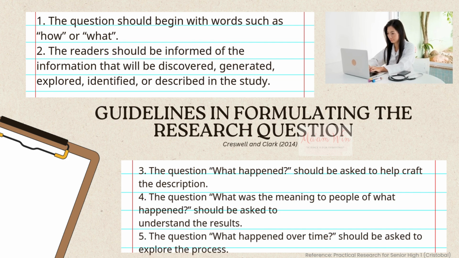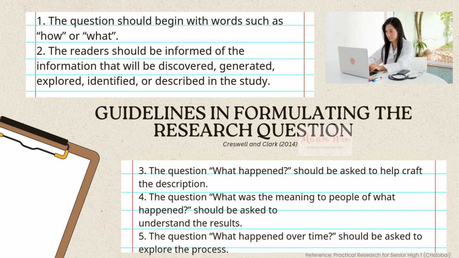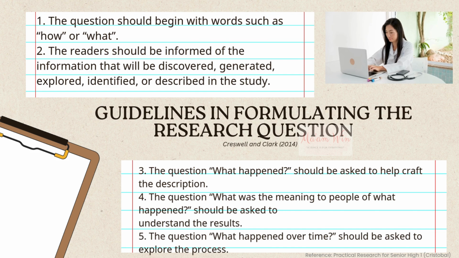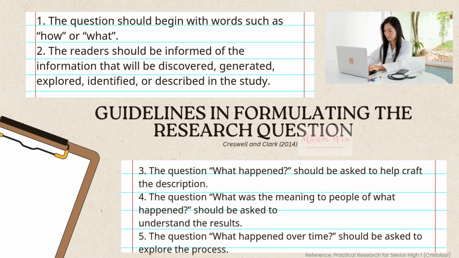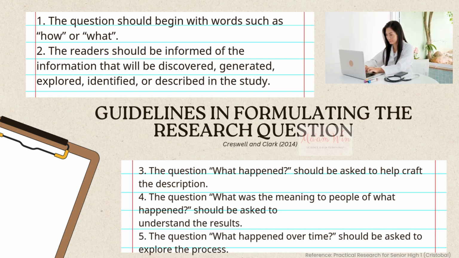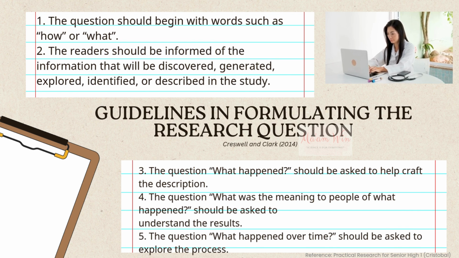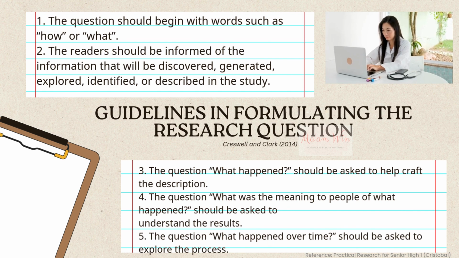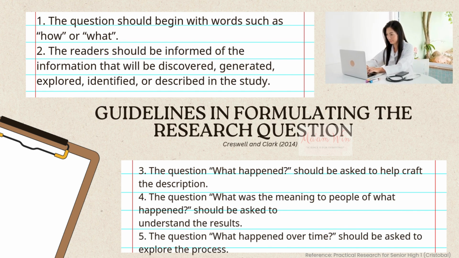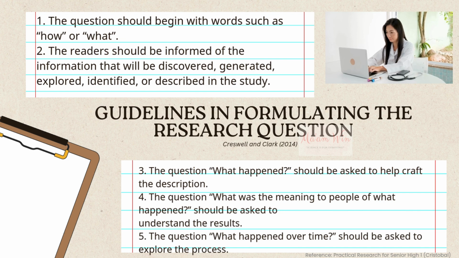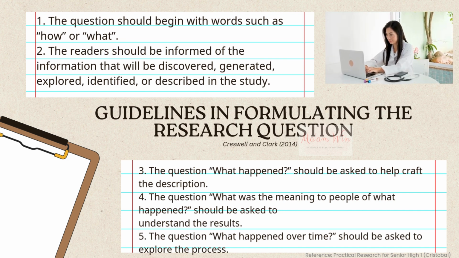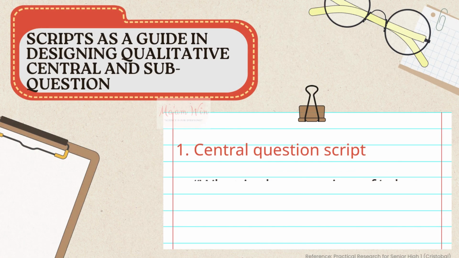Okay, so here are the guidelines in formulating the research questions. So first, the question should begin with the words such as how or what. Second, the reader should be informed of the information that will be discovered, generated, explored, identified, or described in the study. And then third, the question what happened should be asked to help craft the description. The question what was the meaning to the people of what happened should be asked to understand the result. And number 5, the question what happened over time should be asked to explore the process.